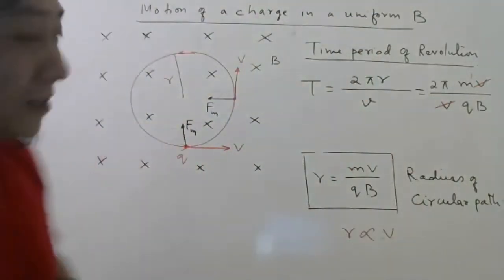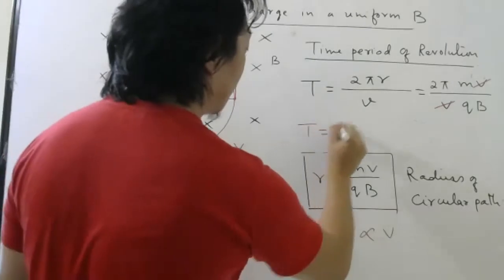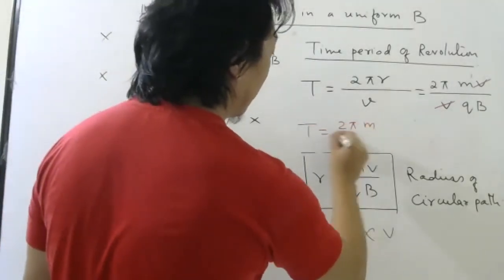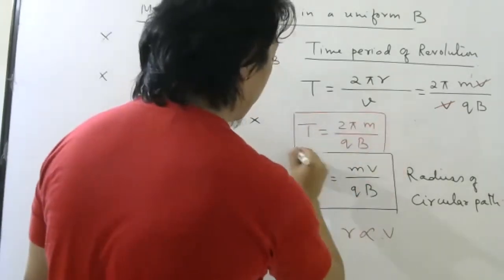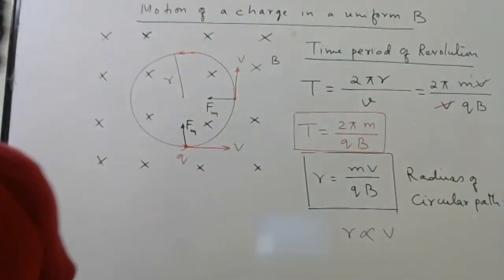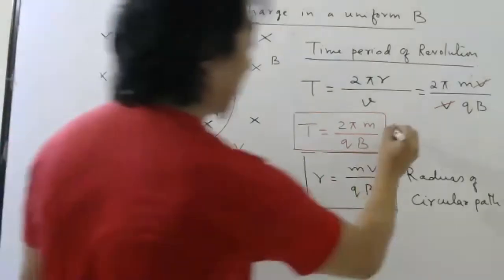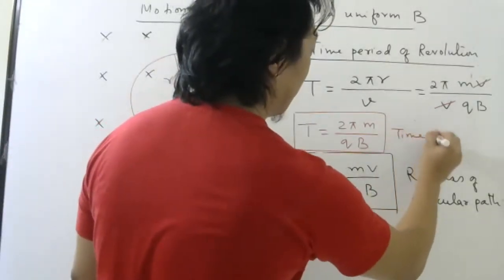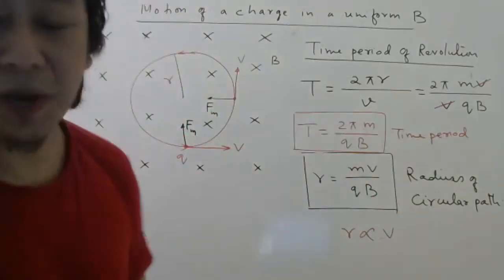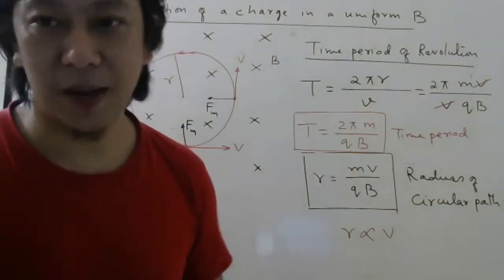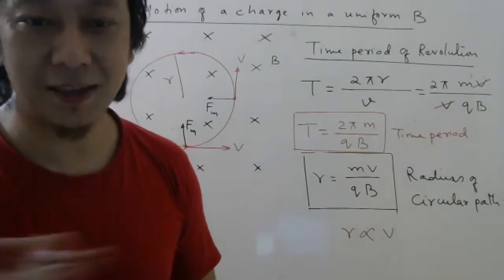So v cancels. That means the time period is constant for a given particle. So this is the formula for time period, another very important formula you have to memorize. This is time period: no v here, 2 pi m by qB, 2 pi m by qB, 2 pi m by qB.